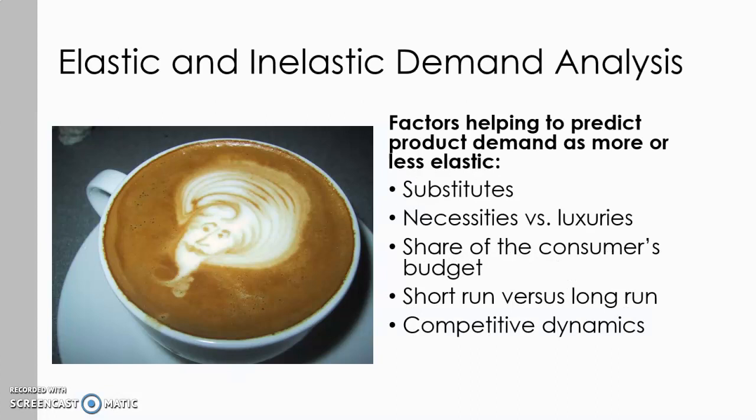The factors that determine a price elasticity of demand are whether there are a lot of substitutes, whether they're luxuries or necessities, whether you spend a large or a small share of the consumer's budget on them, whether it's the short run or the long run, and we have to think about some competitive dynamics there as well. The thing to remember is that for elastic demand, you're going to expect goods to have a lot of substitutes. You're going to expect goods to be luxuries. You're going to expect them to take up a large share of the consumer's budget, and you're going to expect them to be consumed over a long time horizon.